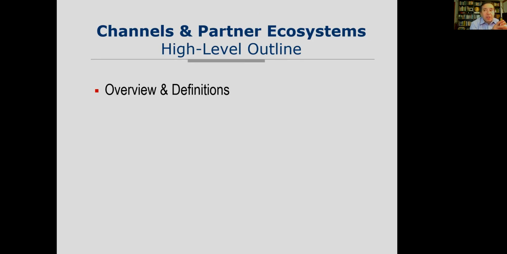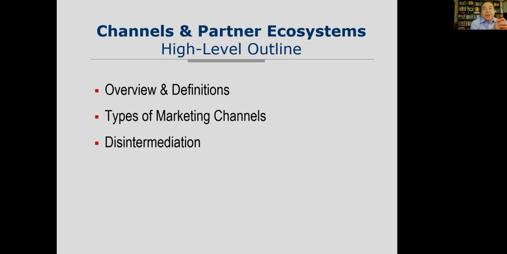We'll be talking about an overview and definitions. We'll be talking about types of marketing channels, a very important topic called disintermediation, because marketing channels can involve many steps, and those steps have intermediate steps. Disintermediation is the process of taking out those intervening steps, which we'll talk about, the so-called middlemen. We'll discuss alliances and partner ecosystems, an extremely important and increasing part of marketing.